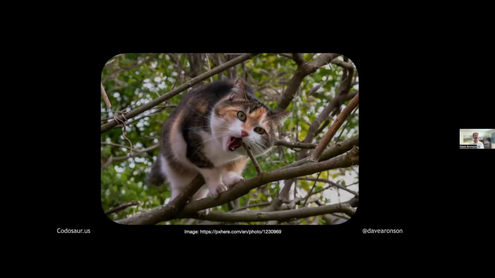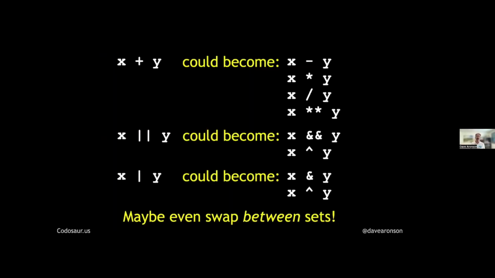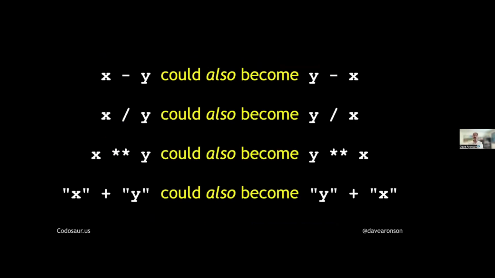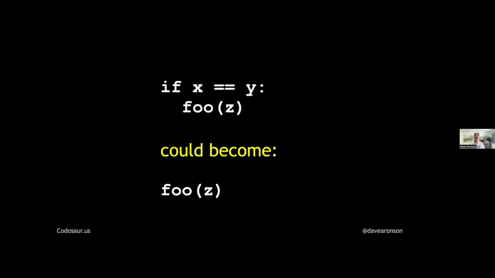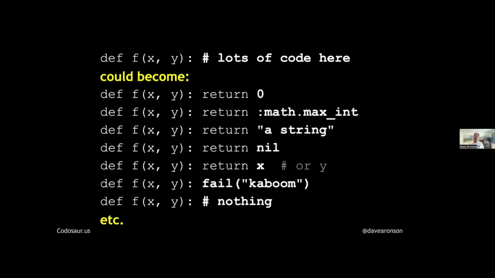There are quite a lot. You could change a mathematical, logical, or bitwise, or whatever other kind you have, operator from one to another. When the order of operands matters, it could swap them. It could change a comparison from one to another. It can remove an if condition or a looping condition. It could replace a function's entire contents with just returning a constant or any of the arguments or raising an error or nothing at all.